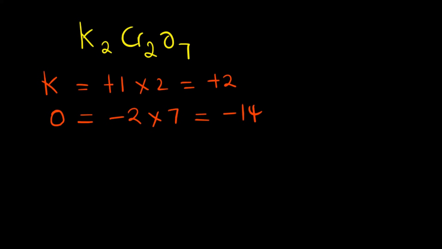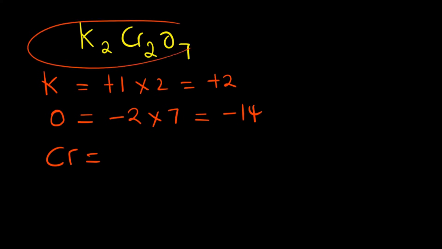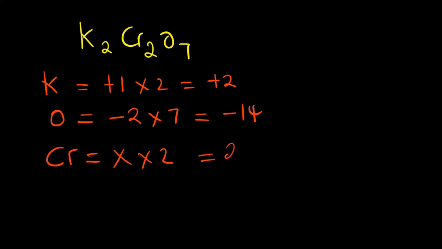Okay, I come to chromium. What am I going to have for Cr in this case? Because this is a compound and we don't have any charge there, when we solve for this Cr, we're going to name it as X. But now because there are 2 of them, I'm going to multiply this X by 2. I'm going to have 2X.